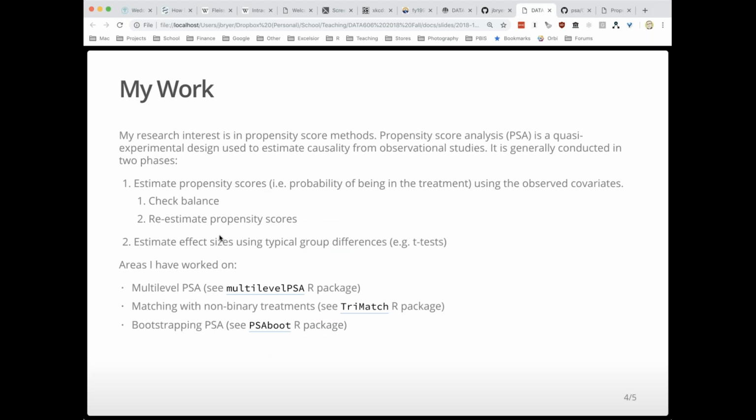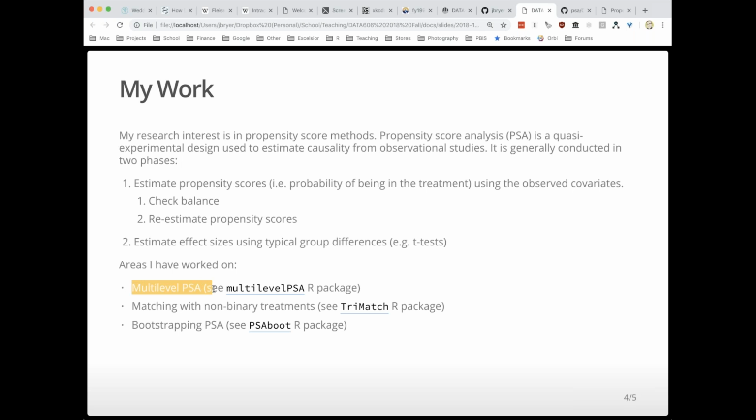And I've done a couple of extensions to this. So if you find yourself needing to do this kind of work where you're making causal estimates from observational data, it's something you can reach out about and I could help, right? So this is sort of the general procedure.